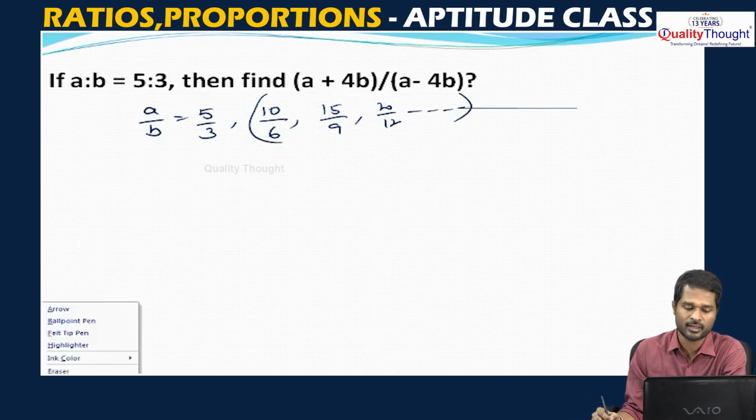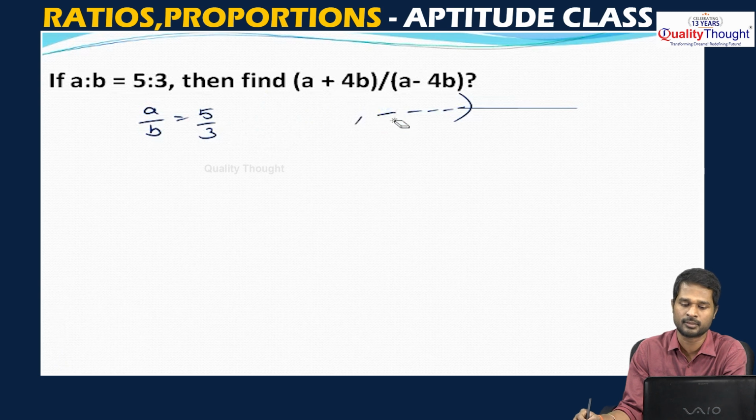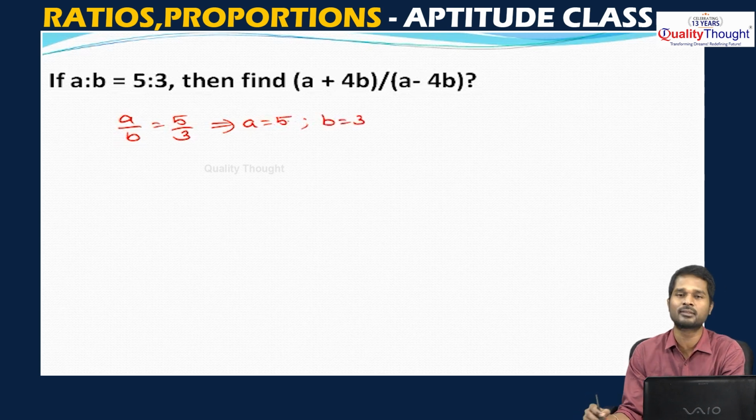So we'll take them as A as of now to solve the questions. Let's take A as 5 and B as 3. So I can write A by B is equal to 5 by 3. So from here we can compare this. A is equal to 5 and B is equal to 3. Again I am telling, it's not the exact values. They are not the exact values.